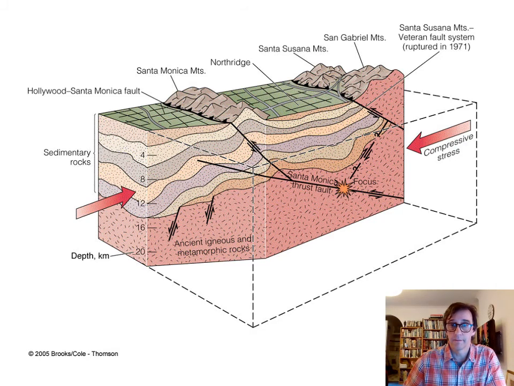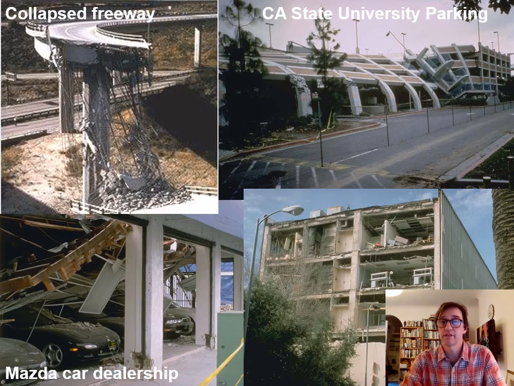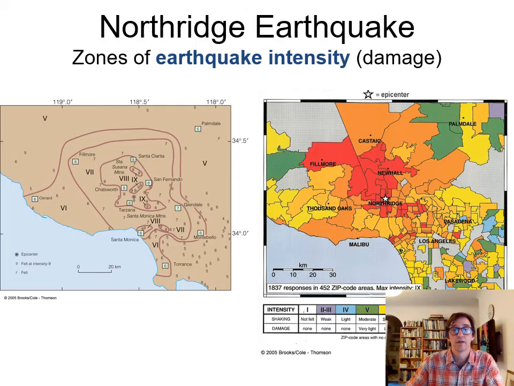Northridge is just above there. Here are pictures of some of the damage from the Northridge earthquake. There was a lot of structural damage, building collapse, freeway collapse here. Here's the California State University parking lot collapsed, etc. So this is why so many buildings collapsed. The numbers: about 60 deaths, unfortunately, and 7,000 people injured.